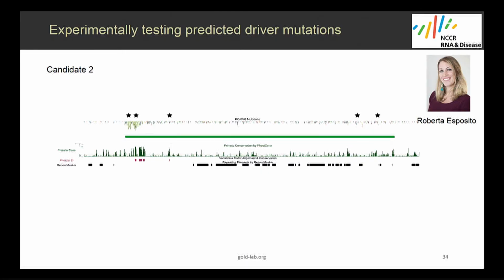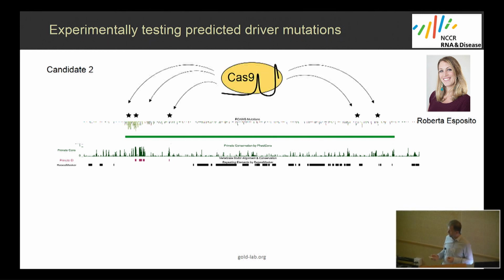So they chose 5 candidate regions, and Roberta designed a series of guide RNAs with wild-type Cas9 single guide RNAs to introduce mutations into this gene.